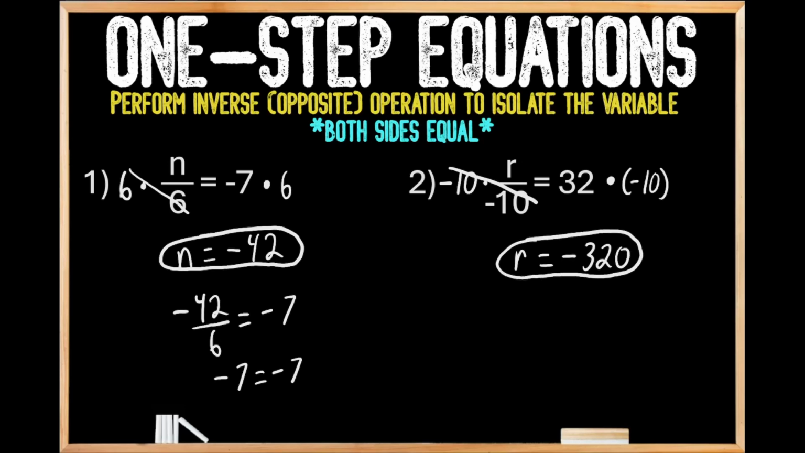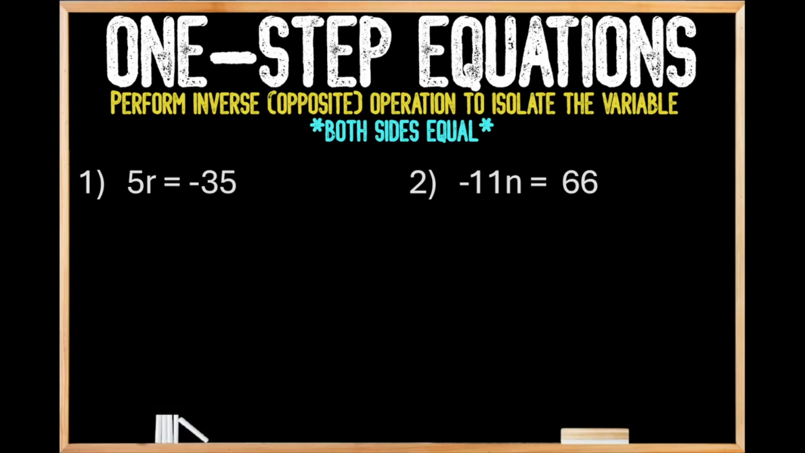And just to make sure that we have the correct answer here, we're going to plug in our value for r in our original problem. So we have -320 being divided by -10, which should be equal to 32. And since we're dividing a negative by a negative, it means that we're going to get a positive quotient. So when we divide -320 by -10, we get 32. And then since both sides of this equation are equal, it means that we have the correct answer. r is equal to -320.